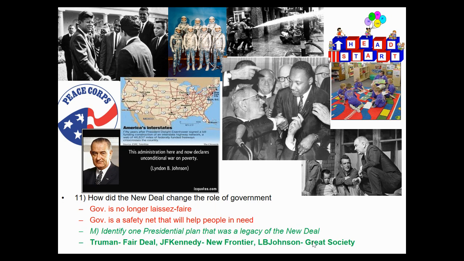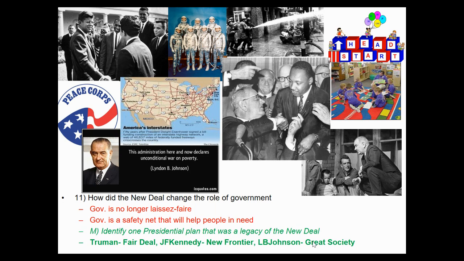And Lyndon Baines Johnson, LBJ, is a protege of FDR. Johnson's hero, and he becomes president after Kennedy in the 1960s, right? Johnson's hero was FDR. He became a congressman the same year FDR became president. And it is going to be Johnson that's going to create the Great Society, which is basically the New Deal on steroids, where he took government programs, and those government programs are still part of America today.